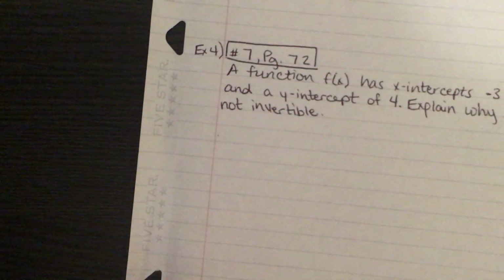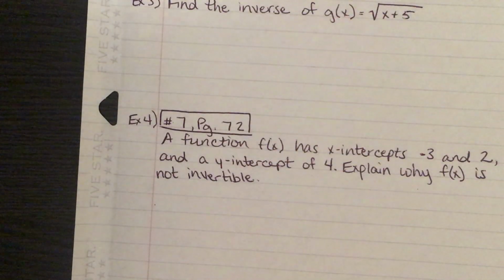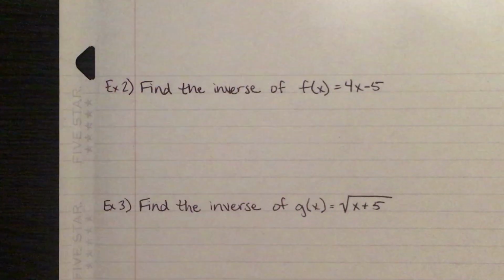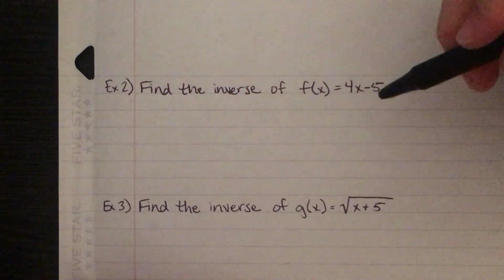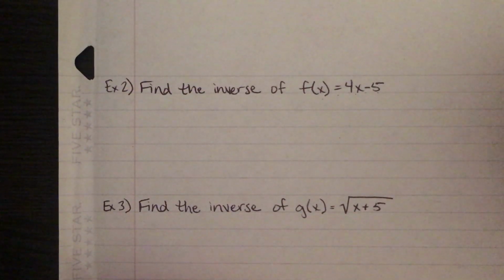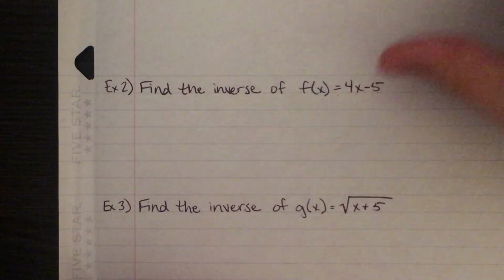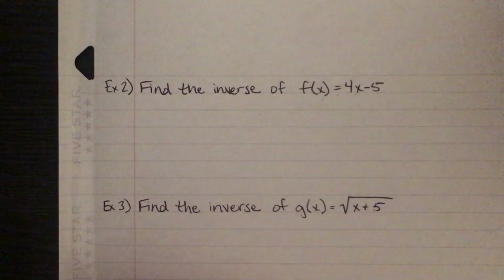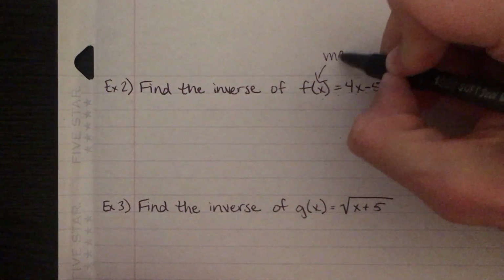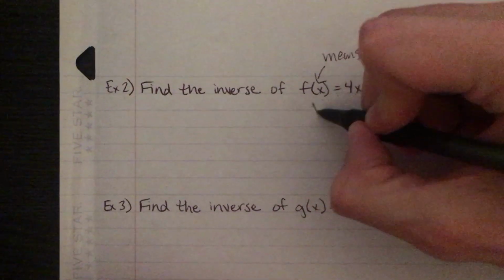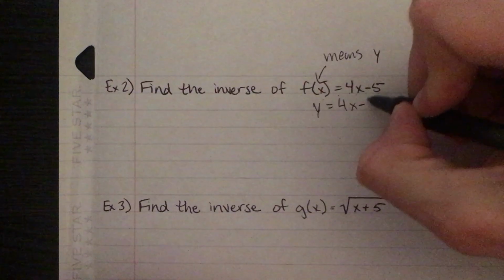So then, moving on to the last couple of examples here for today. We're going to find some inverses algebraically. The first function that we're going to do is f of x equals 4x minus 5. Currently we're looking at this and we're like, oh, wait, Mr. Price, there's not a y here. This f of x means y. This f of x is just a different way of saying y. So really, we've got y equals 4x minus 5.